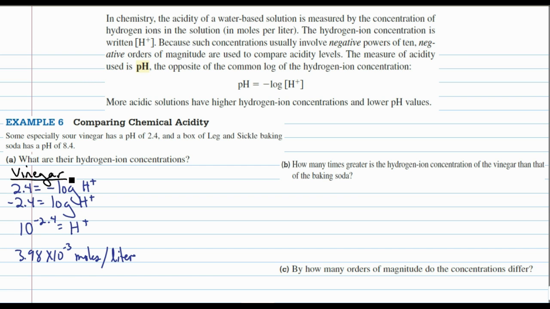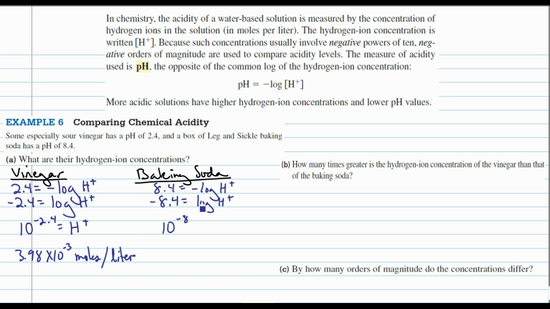Now let's do the Leg and Sickle baking soda. The baking soda has a pH of 8.4. So that would equal the opposite of the log of its hydrogen ion concentration. So divide both sides by the negative. Negative 8.4 equals the log of H+. Then the base of my log is 10, which becomes the base of my exponent when changing this to exponential form to solve for H+.